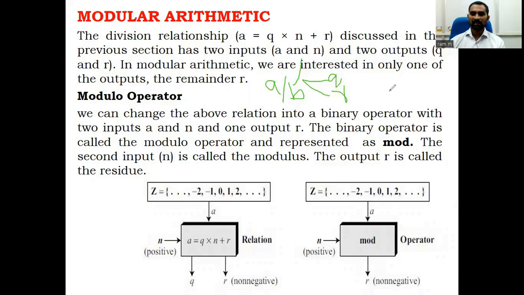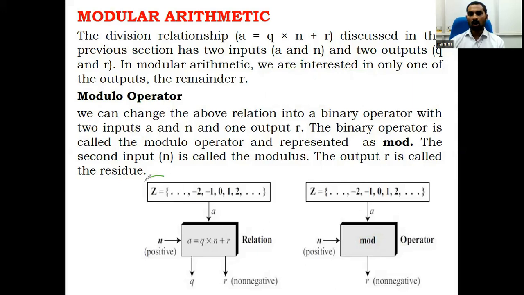So we specially discussed the division operation. We can convert it into a normal binary operation like addition or multiplication, where it takes two values and gives one value as output. That operator we call the modulus operator, and we represent it as mod. This is the difference between normal division and the mod operation.